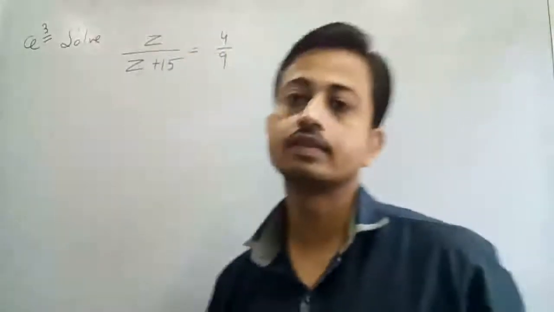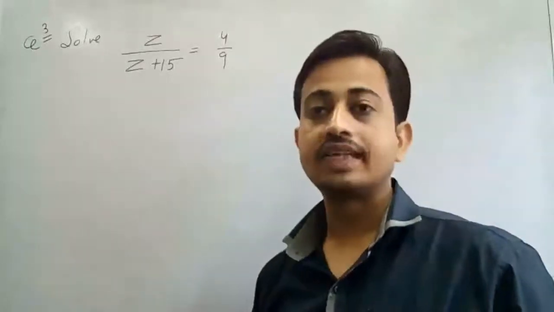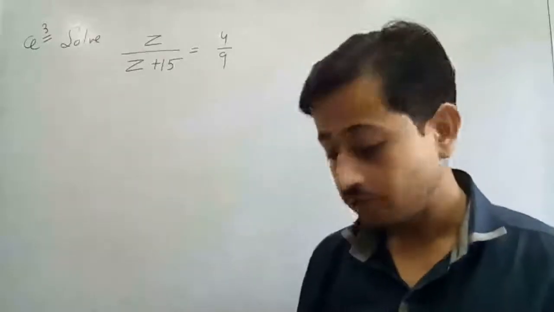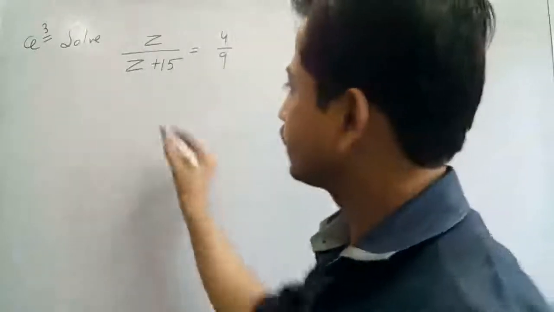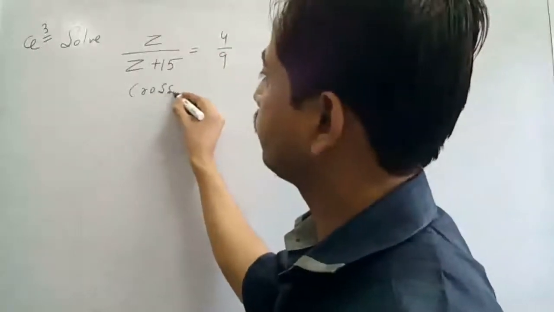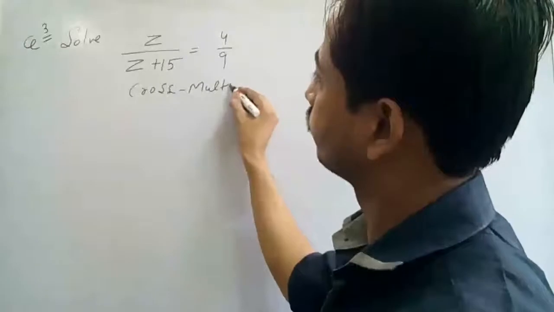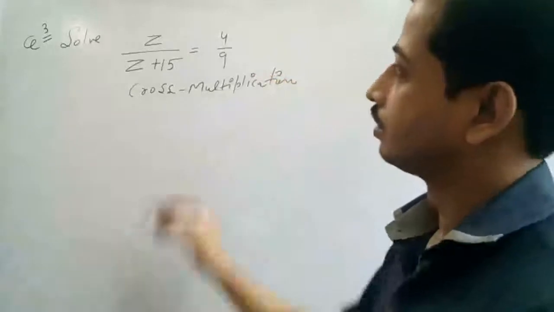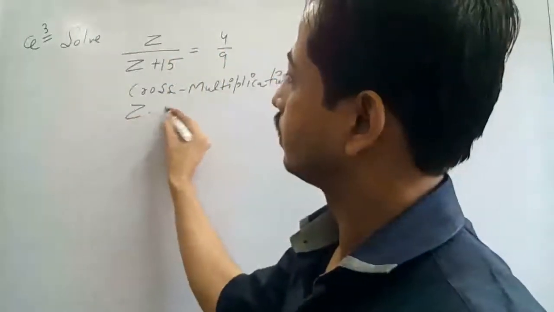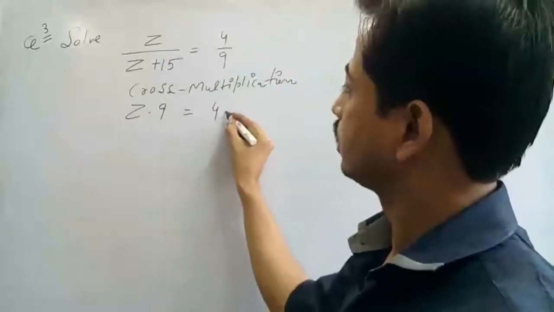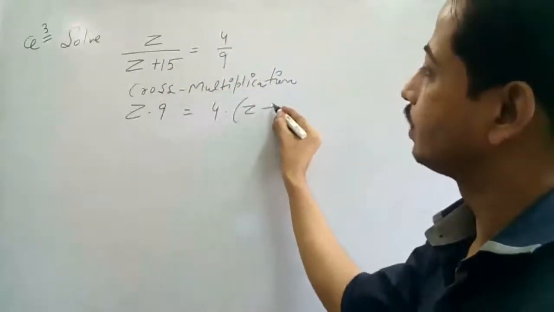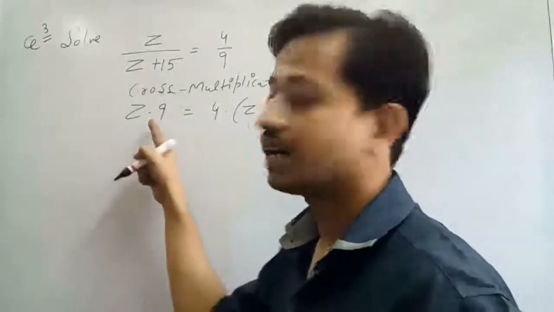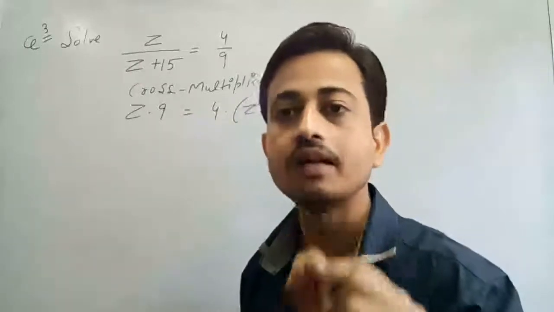Now look at the question number 3. Solve z divided by z plus 15 is equal to 4 by 9. It is already in terms of p by q. What we have to do? We have to do only cross multiplication. So I am doing cross multiplication. Z is multiplied with 9 and 4 is multiplied with what? Z plus 15. I am representing multiply with a dot. Dot indicates I am doing multiplication.